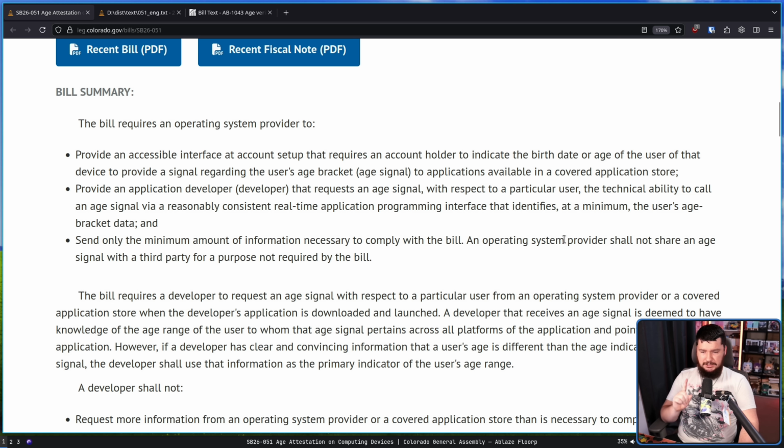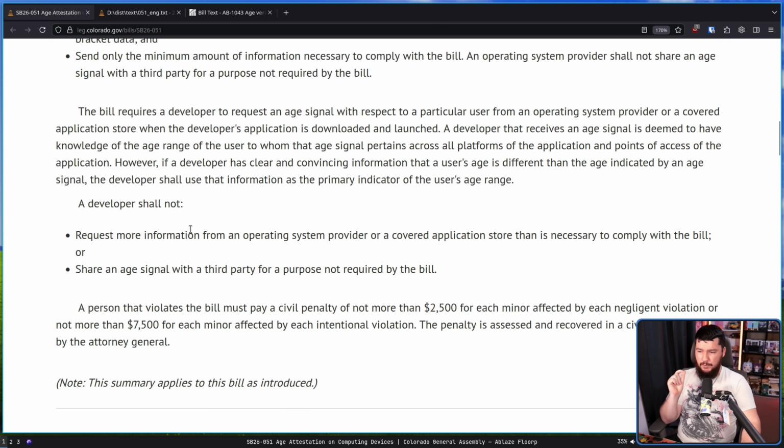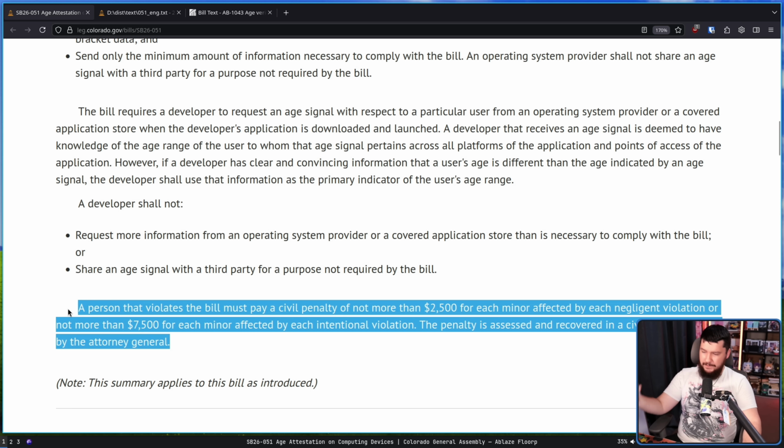An operating system provider shall not share an age signal with a third party for a purpose not required by the bill. A developer shall not request more information from an operating system provider or a covered application store than is necessary to comply with the bill, or share an age signal with a third party for a purpose not required by the bill, and violating the bill obviously comes with a penalty.